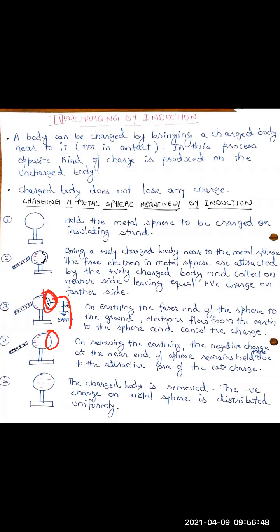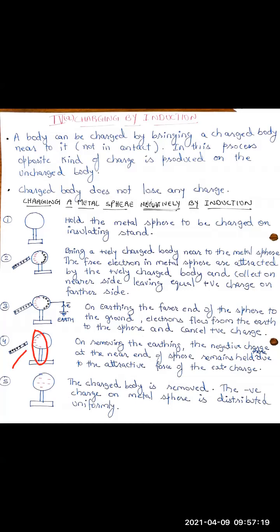Now what you're doing? You're keeping your positively charged metal rod there only. The rod you are not moving. It is kept there only. But you are removing the earth wire. See here, no earth wire is there. So what will happen as you remove the earth wire? The negative electrons will be on that side only because of the force of attraction between the positively charged rod and the sphere, right?